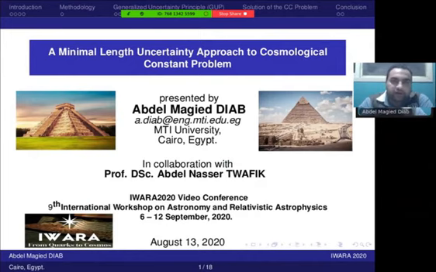My talk is entitled Minimum Length Uncertainty Approach to the Cosmological Constant Problem, presented by Abdelmekid Diab from Cairo, Egypt, in collaboration with my professor, Professor Abdel Nasser Tawfiq.